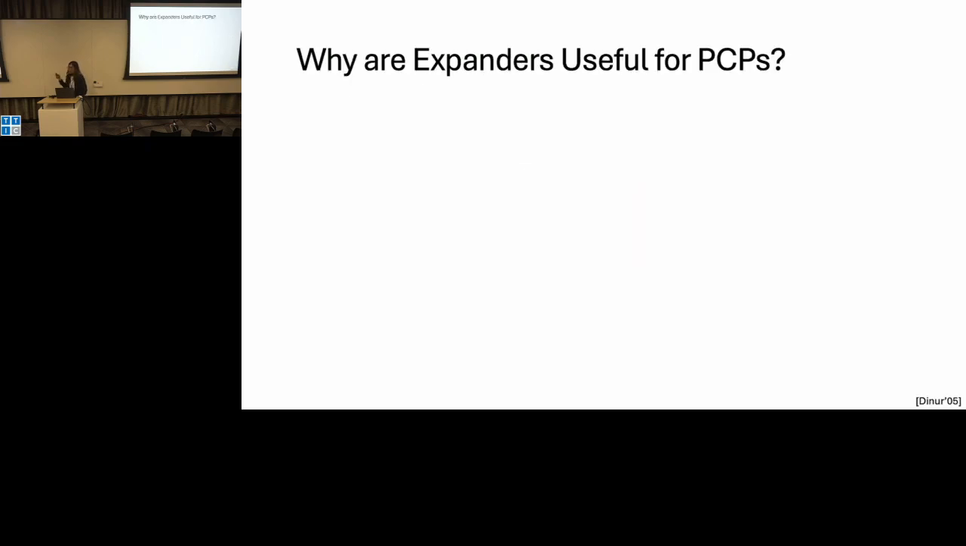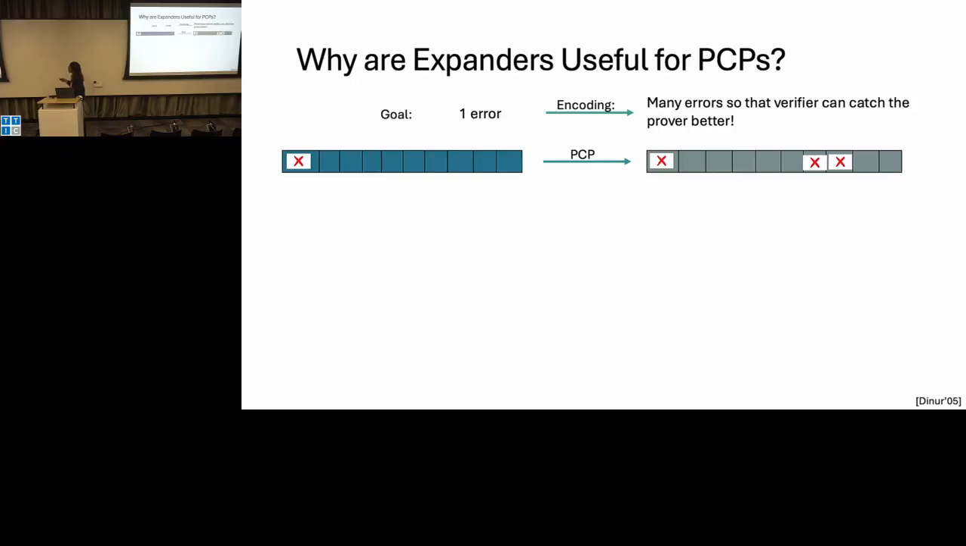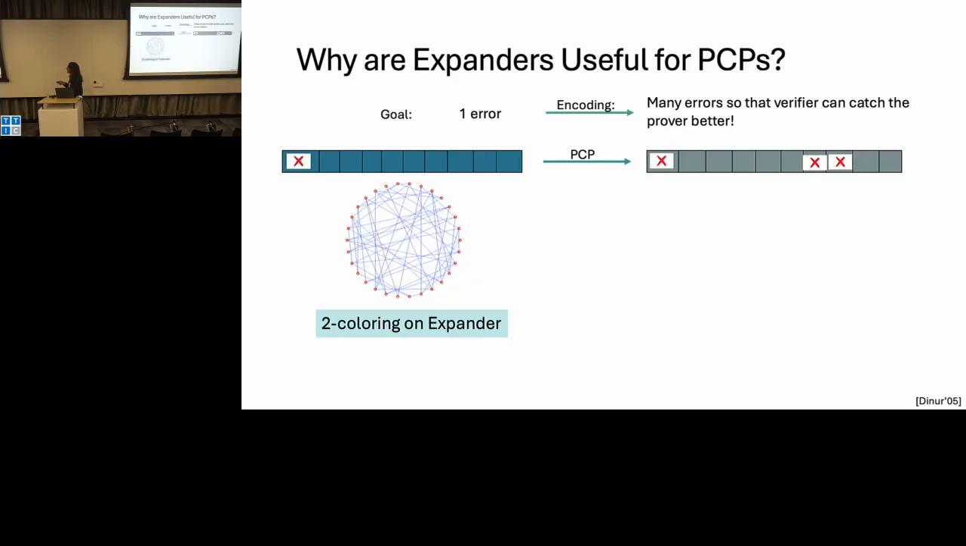Okay, so now let's see why, at a very high level, expanders are useful for PCPs. A goal in a PCP is to take a proof with, let's say, one error hiding in some location and encode it into another format where you have many, many errors spread all across the proof.